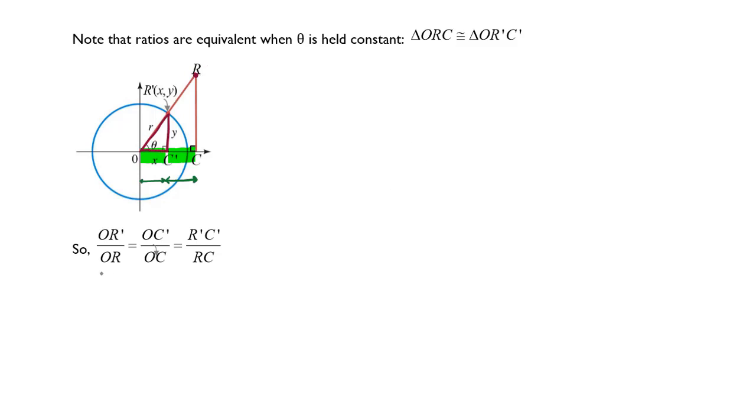And we can say that the ratios are going to be the same. They're going to be equivalent. For O to R prime divided by O to R, that ratio is going to be equivalent to O to C prime divided by O to C. This is just an interesting relationship, and it's important to note that the thing that makes this triangle ratio constant is theta. So as long as theta is held constant, the ratios on your triangle are going to be equivalent.